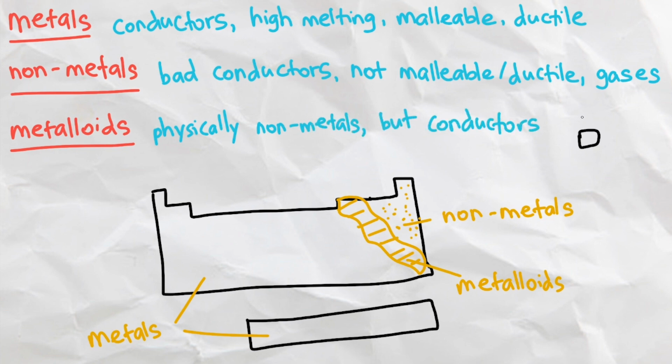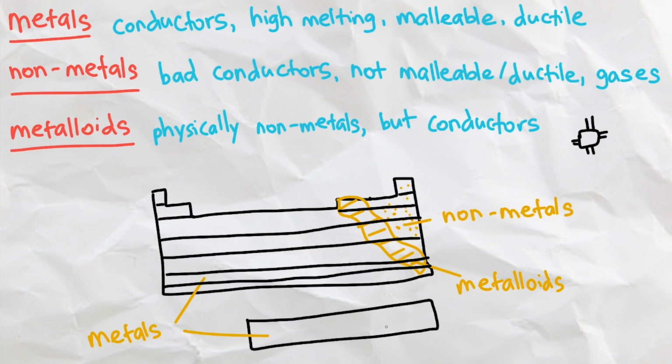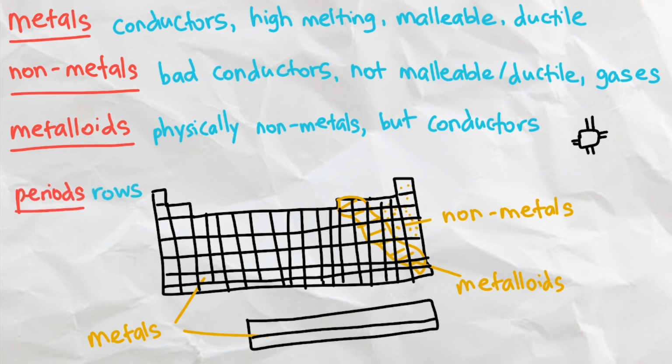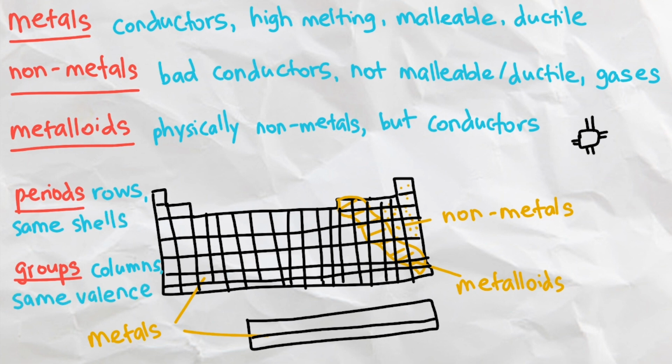The table has 7 rows or periods and 18 columns or groups. Each period has the same number of electron shells per atom, while each group has the same number of valence electrons and similar properties. Knowing what groups are, there are 4 major groups.